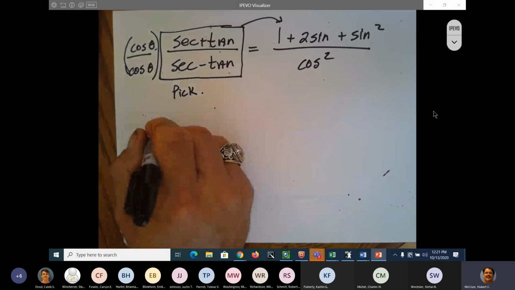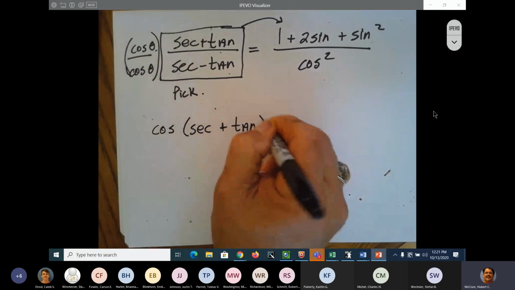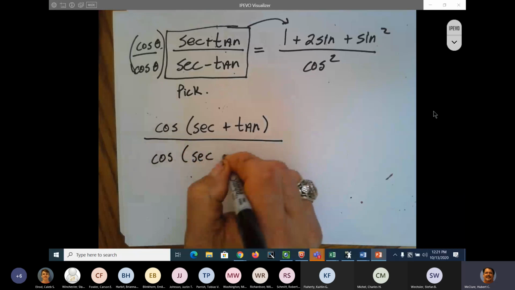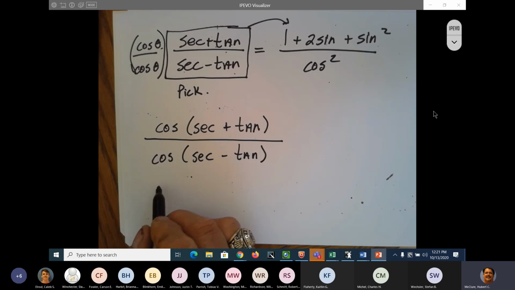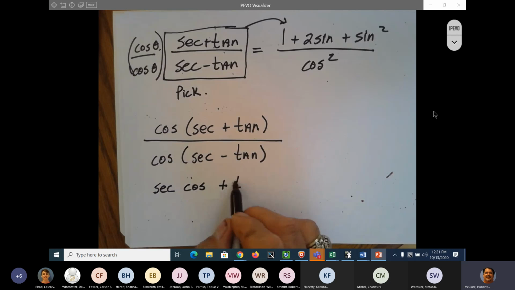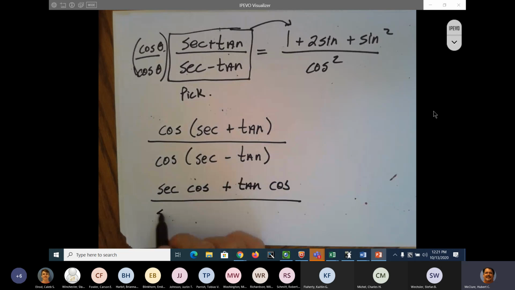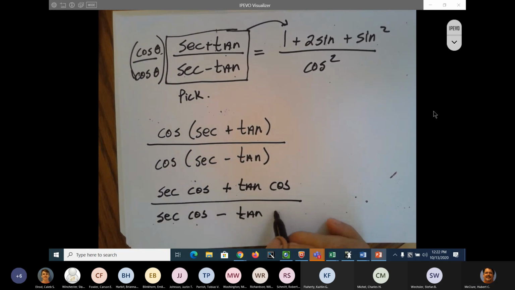And that would be cosine times secant plus tan over cosine times secant minus tan. And now you would distribute the cosine, and that would give you secant cosine plus tan cosine over secant cosine minus tan cosine.